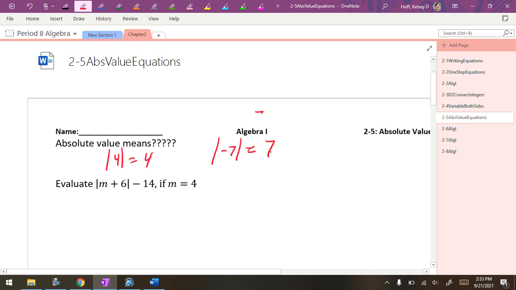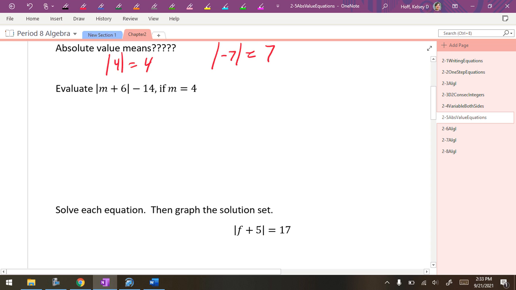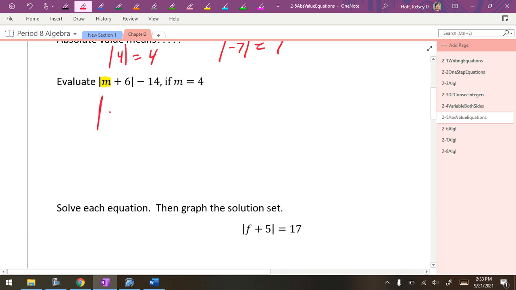Today we're going to have absolute value within our equations, but let's practice what absolute value means. This just says evaluate. We're not solving anything. The absolute value of m plus 6, minus 14, if m equals 4. So we replace m with 4. To draw your absolute value bars, make them taller than your number so you don't think they're a 1.